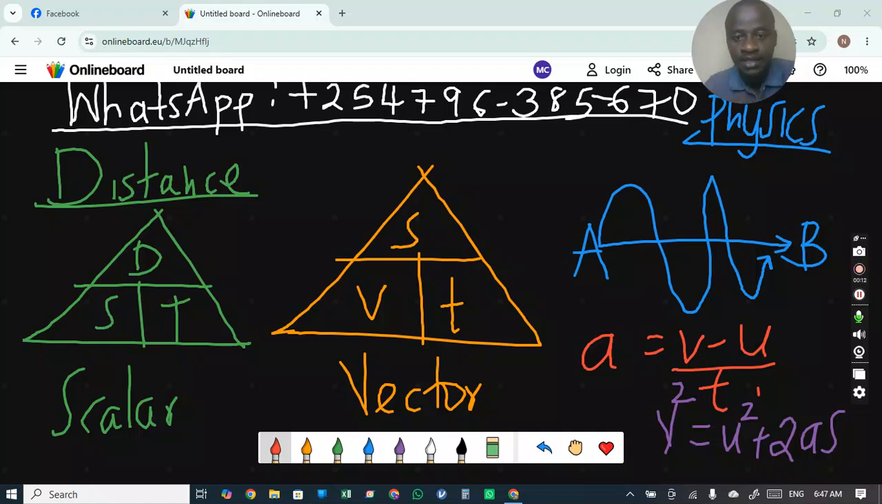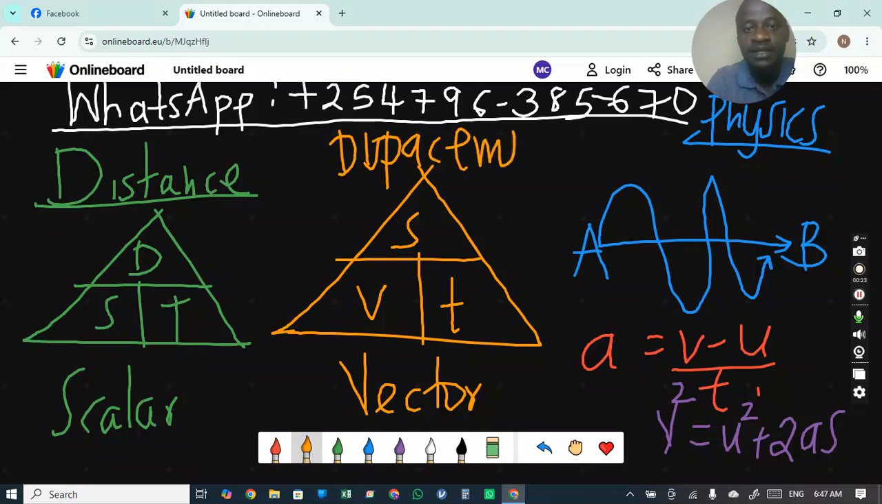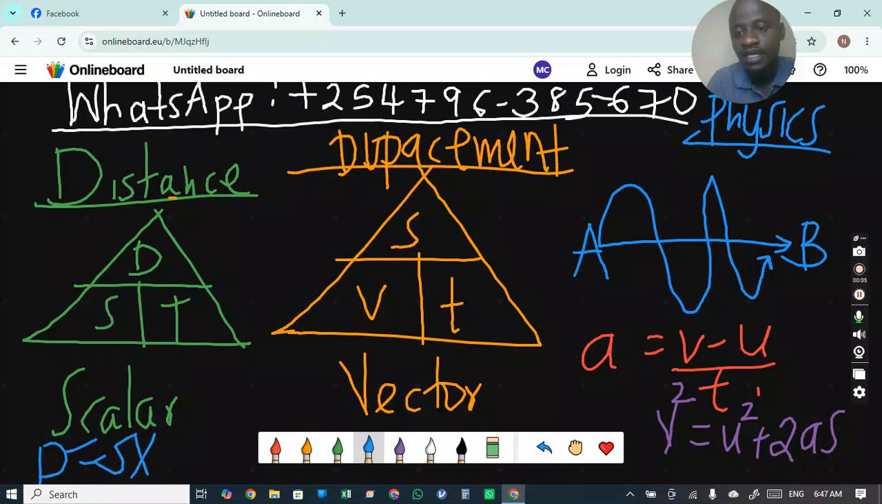So this is distance. Then we have what is termed as displacement. The other one, this one is displacement. I want to give the difference. When you talk about distance, distance is just the measure between two points. We calculate the distance by multiplying speed times time.